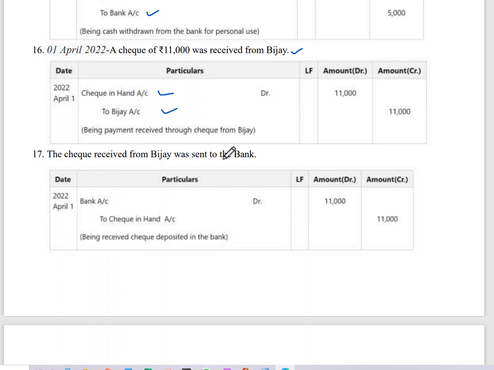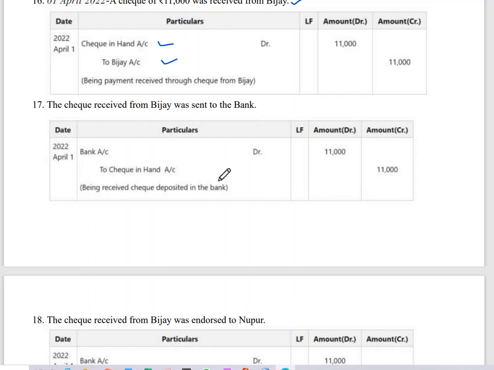Next, the check received from Vijay was sent to the bank. Now, bank account debit to check in hand account. That means it has gone to the bank. Now we don't have the check in our hand, so the check in hand is reducing. Asset is reducing, that is credited. In the bank, an asset is increasing, the bank account is an asset that is increasing, that's why it is debited.